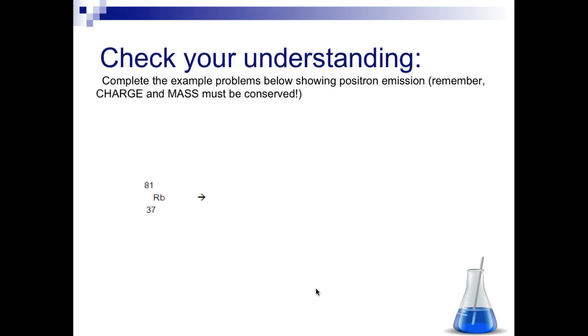So let's look at check your understanding. Complete the example problems below showing positron emission. Remember, charge and mass must be conserved. And we'll check this tomorrow.